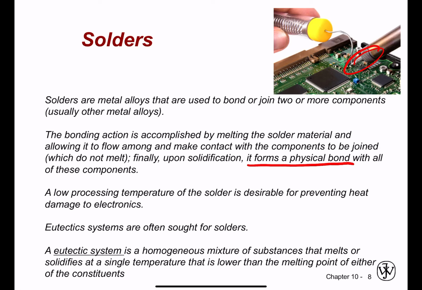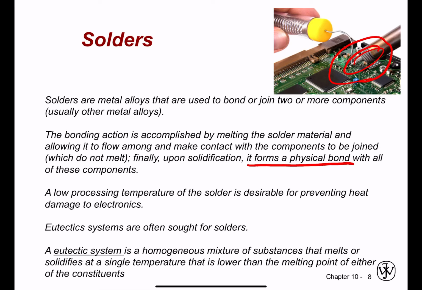So at a low processing temperature of the solder, it's desirable for preventing heat damage to the electronics. In other words, we want to be able to melt the solder at a modest temperature so that we don't damage the things around it. Okay, and for this reason, eutectic systems are desirable.